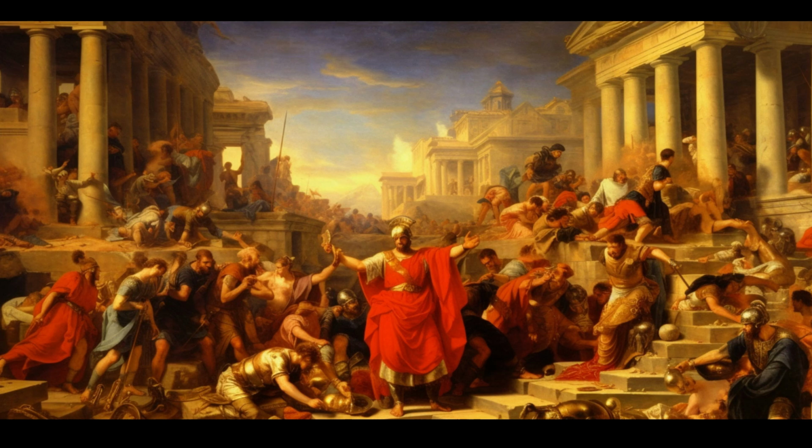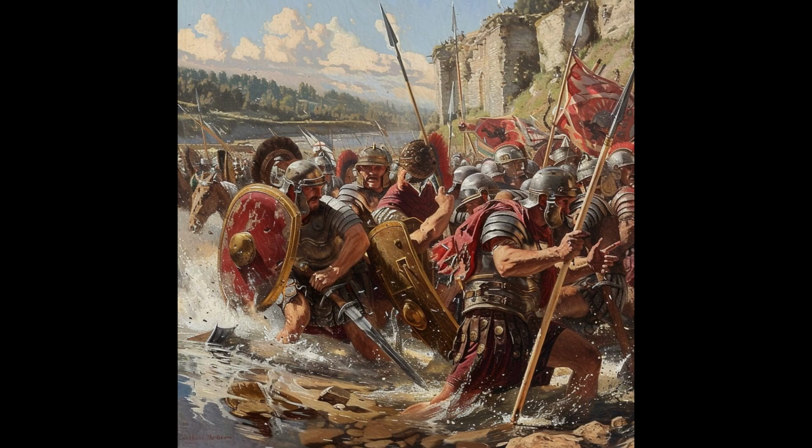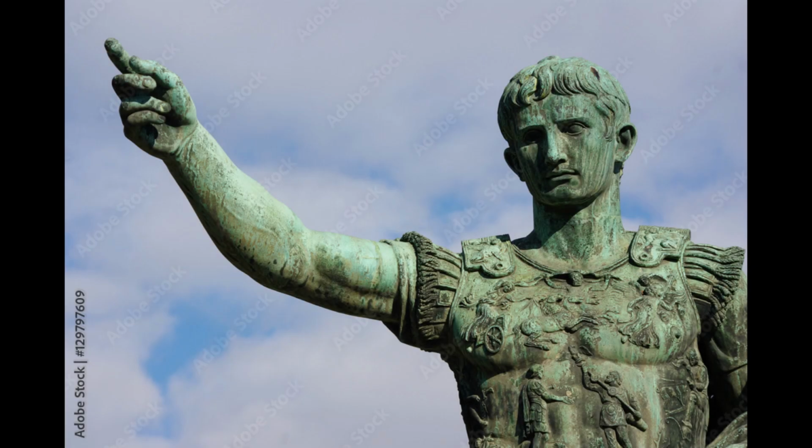Part 5. The Fall of the Republic and Birth of the Empire. Caesar's death led to more civil wars. His adopted heir, Octavian, and loyal general Mark Antony fought for control. After defeating Antony and Cleopatra at the Battle of Actium in 31 BCE, Octavian emerged as the sole ruler.